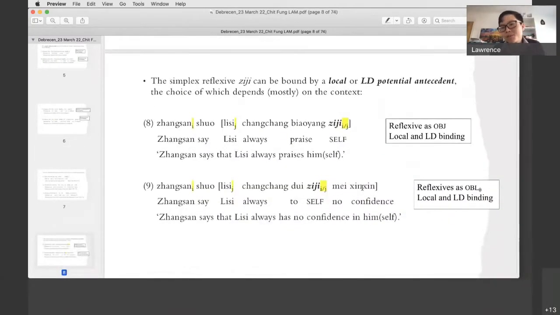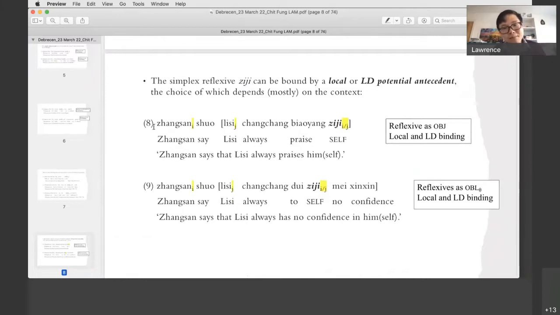And then the simplex reflexive, as I said, can engage in long distance binding, but at the same time, it is also possible for local binding. So which one does it go for? It really depends on the context.